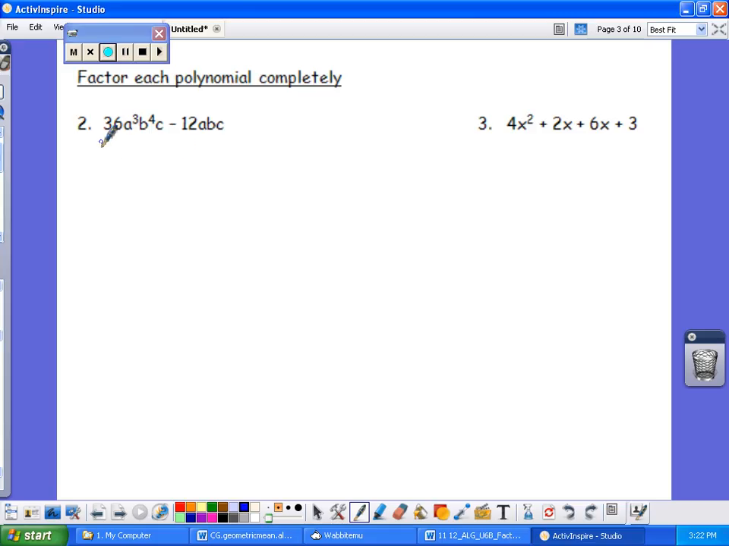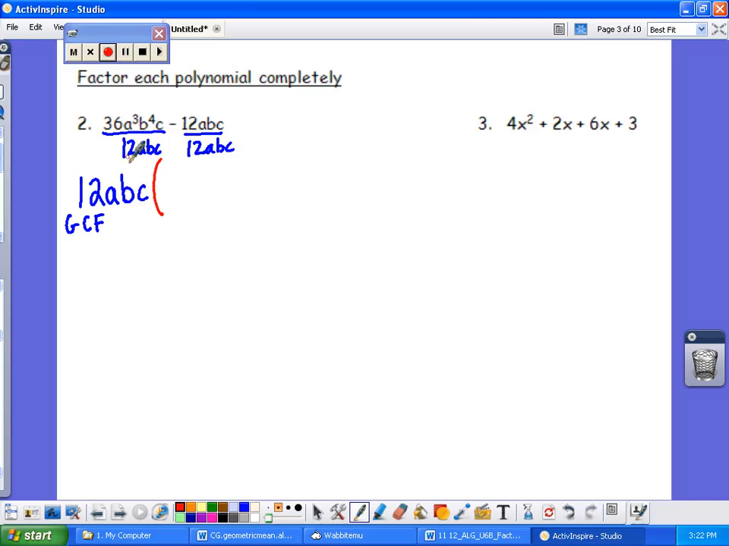So I know that 12 is a number that will divide 36, and it will also divide 12. The most amount of A's I can pull out is 1, 1B, and 1C. So I will divide by 12ABC, 12ABC. We call this the greatest common factor. And then I check to see what's left over.